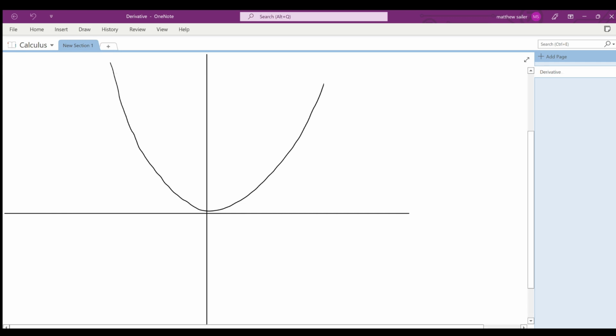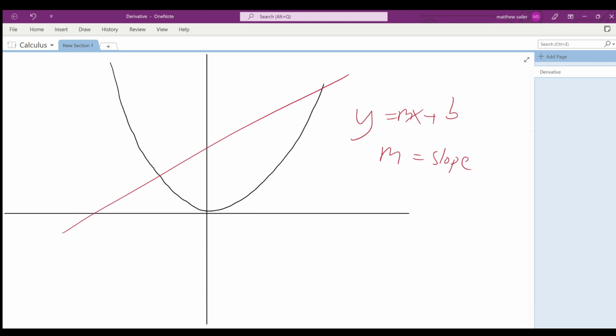So with straight lines, it was very easy to find the slope because the line has the same slope at every point. We would solve a straight line's slope by looking at its equation, y equals mx plus b, where m is the slope. And the slope is the rise over run. So in this case, it looks like this line I drew had a slope of roughly 1/2, up 1 over 2.